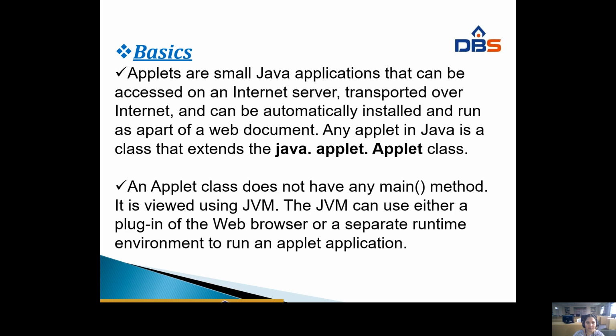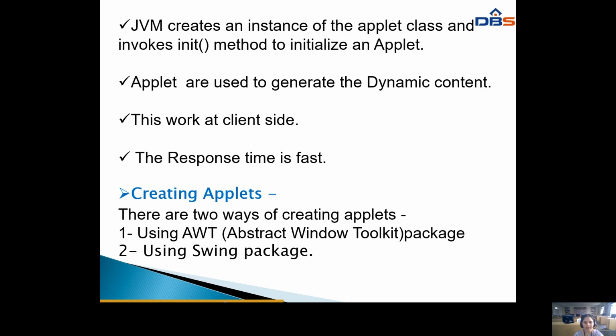Okay, next, another point. The JVM creates an instance of an applet class and invokes the init method to initialize an applet. So we want to initialize an applet. It creates an instance of the applet class. Generally, where do we create objects? Instances mean objects. We generally create them in the main method. So this JVM creates an instance of an applet class and invokes the init method.